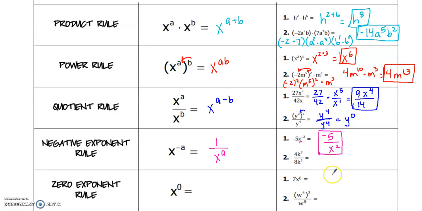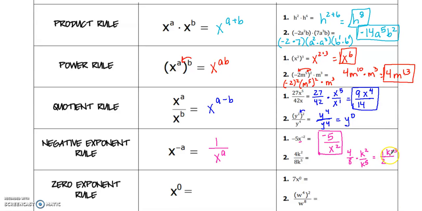The second one, again, I'm going to break it up a little bit. I've got 4 over 8, which I can simplify, and then I have k to the second over k to the 5th. So 4 divided by 8 would give me 1/2. And then if I have k to the second over k to the 5th, I'm going to have a k, and then 2 minus 5 is negative 3.